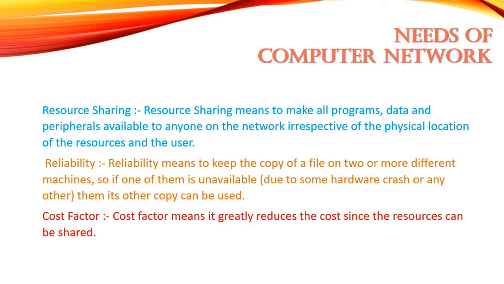Next, that is a reliability. Reliability means to keep the copies of file on the two or more different machines. So if one of them is unavailable due to some hardware crash or any other problem, so easily we can copy from another device. Next option, that is a cost factor. Many resources we are sharing, so automatically cost get reduced. So that's why basically we require computer networking.